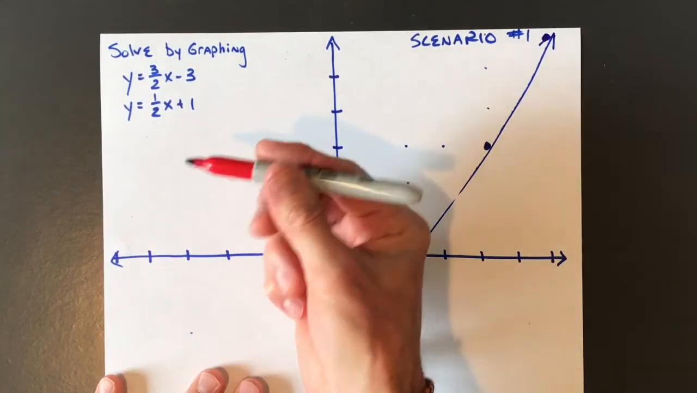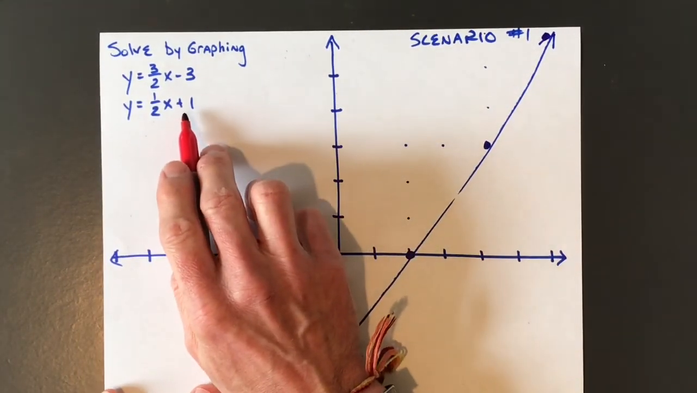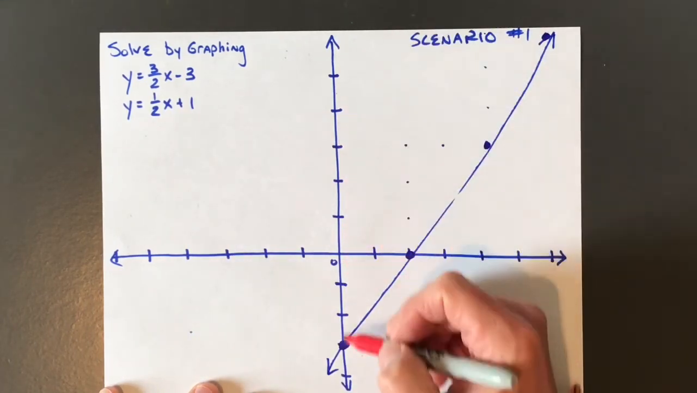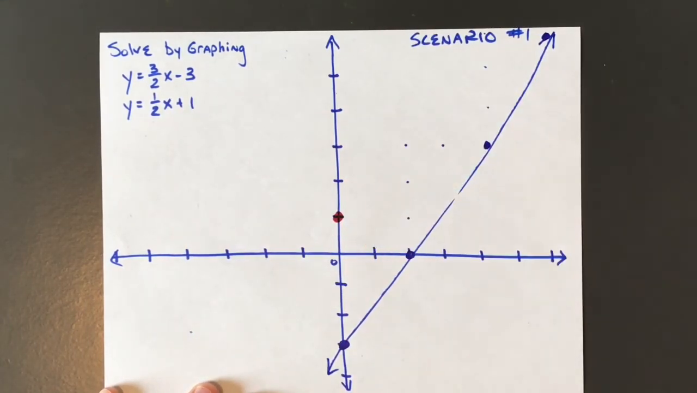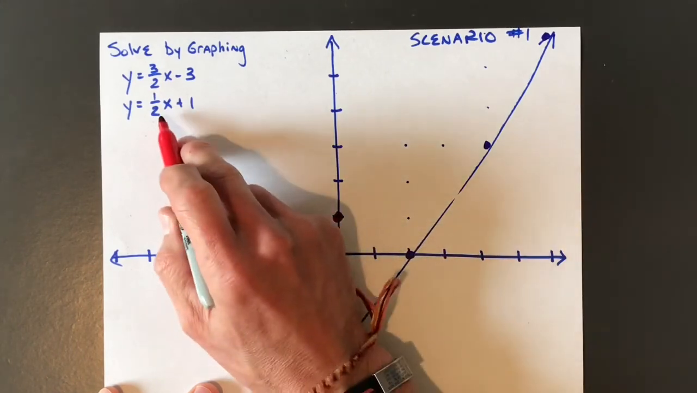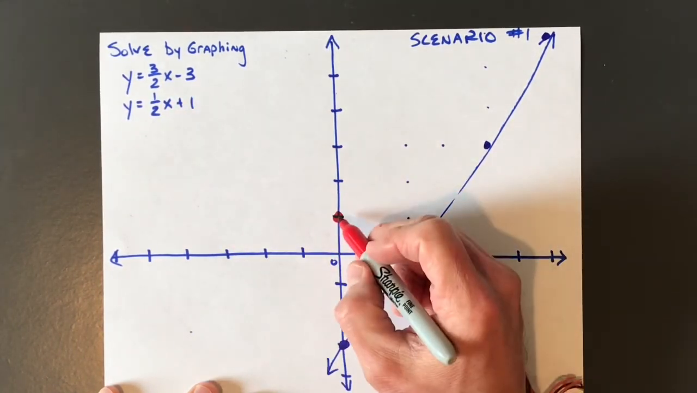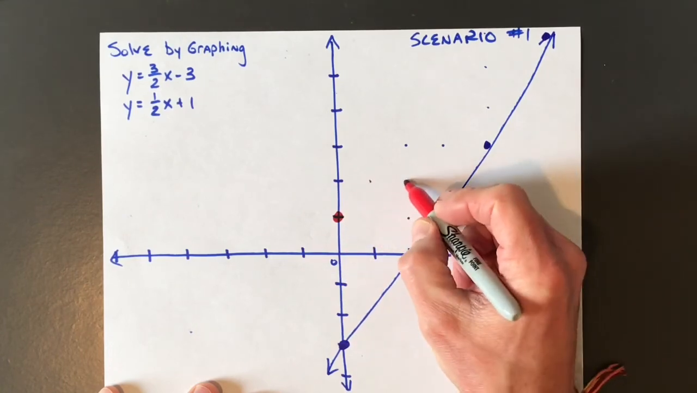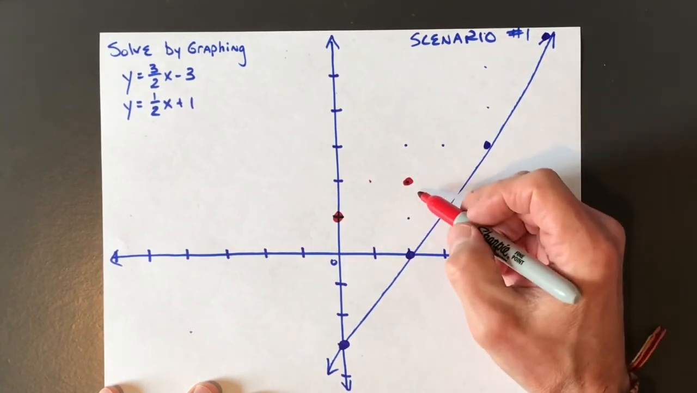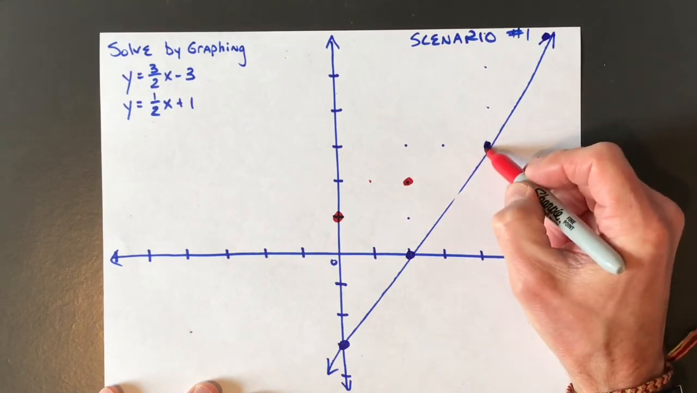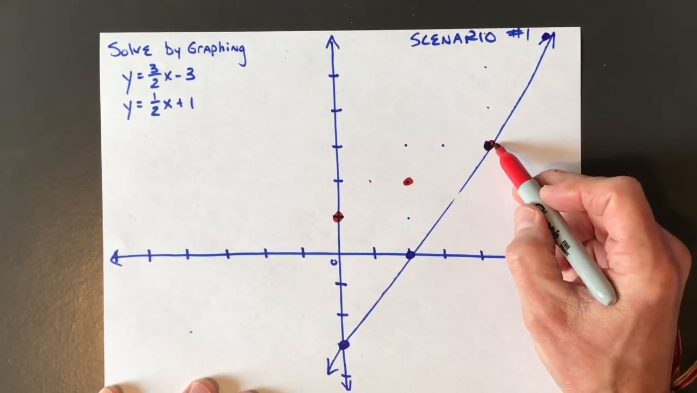Now let's look at the second one. Same strategy, different color, but same strategy. Start at +1. So on the y-axis, +1, there's my dot. From that dot, I'm going to count 1, 2. Now these are both positive, so that's 1 up and 2 to the right. So 1 up and 2 to the right. I'm going to go again, 1 up and 2 to the right, and I got lucky. Notice how they touch right there?